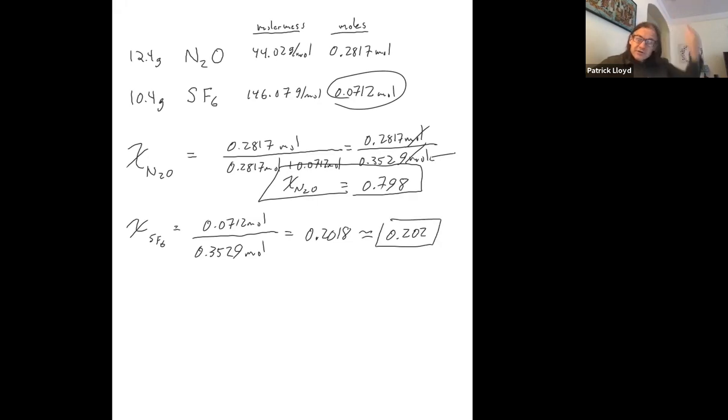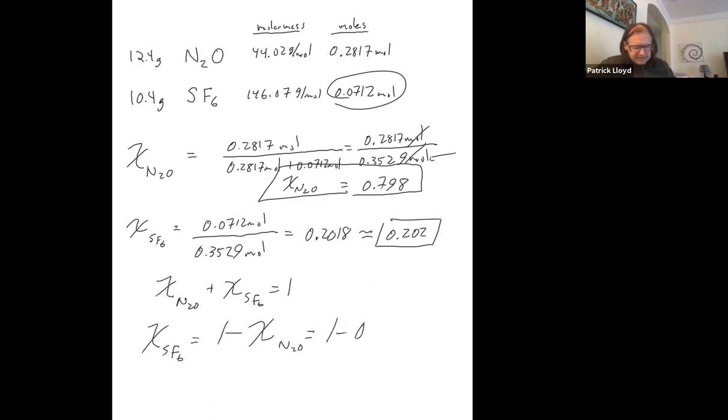Now, here's another way to do it. Since we're taking 1 over the total twice, they got to add up to 1. So the mole fraction of the mixture of gases, the mole fractions have to add up to 1. So what I could have done is I could have said the mole fraction of SF6 is just 1 minus the mole fraction of N2O. And that would have given me 1 minus 0.798, which would have given me 0.202. You got the same answer as well. Okay, so that works as well.